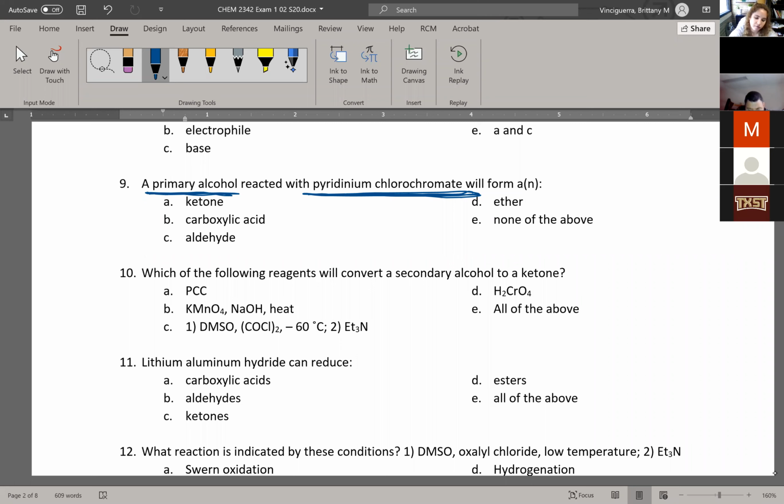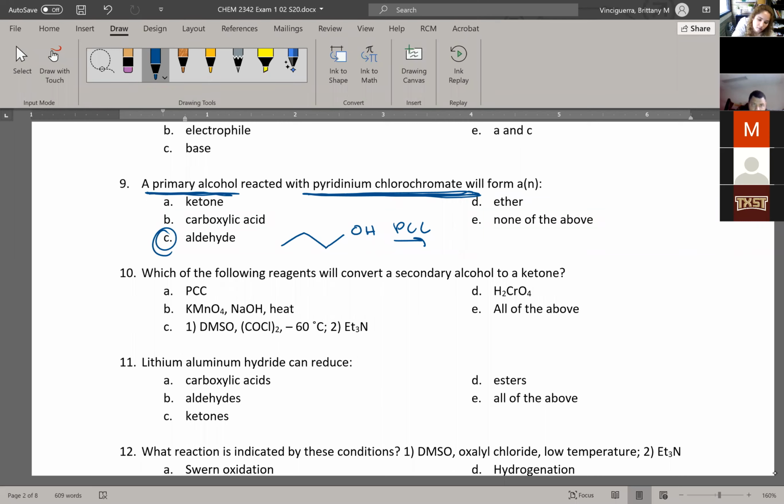Okay, if you struggle with words, there is nothing wrong with drawing out a primary alcohol for yourself and trying to draw out the product so that you can identify the functional group. What functional group will form when you react a primary alcohol with PCC? An aldehyde.